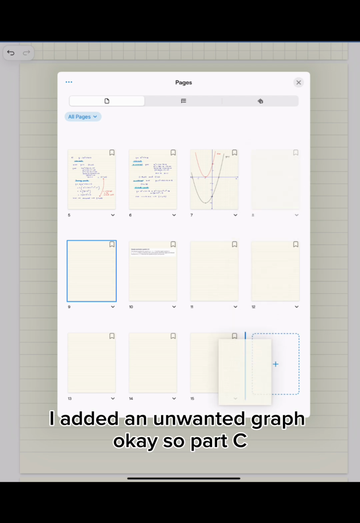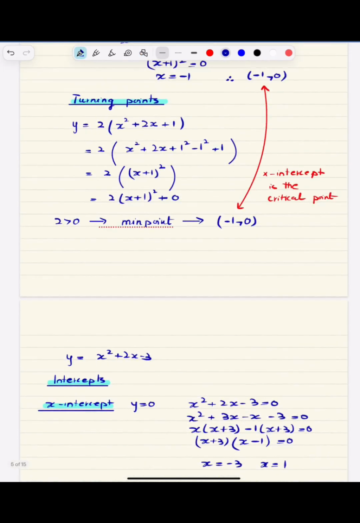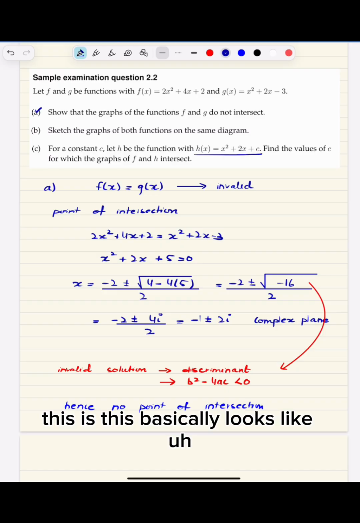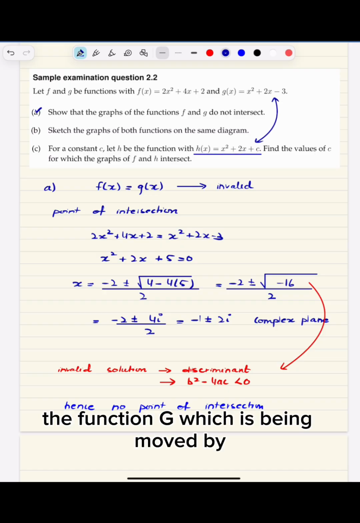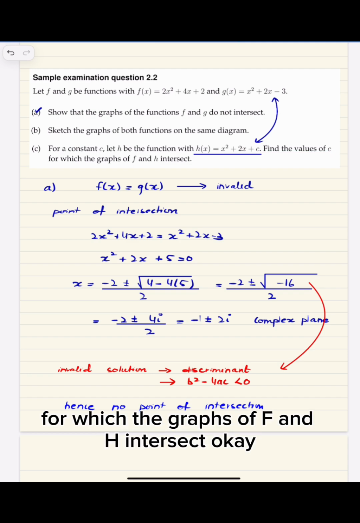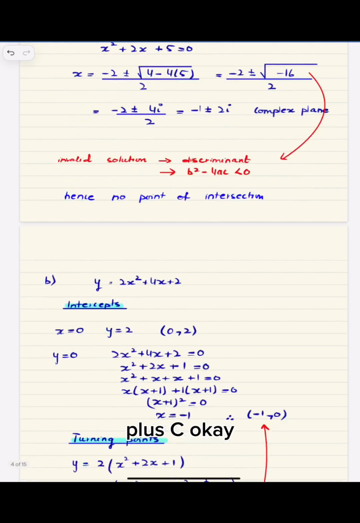Okay, so part C says let c be a constant and this be a function. This basically looks like the function g, which is being moved either up or down. Find the values of c for which the graphs of f and h intersect. Okay, so it looks like this plus c.